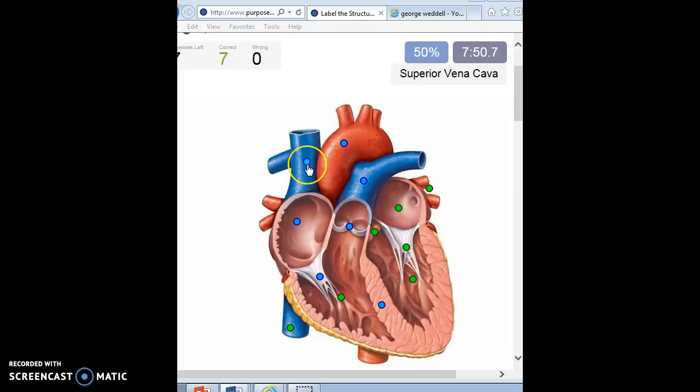Next we have the superior vena cava, which is located here. It's this big blue vein.